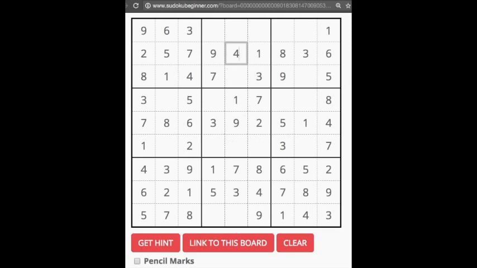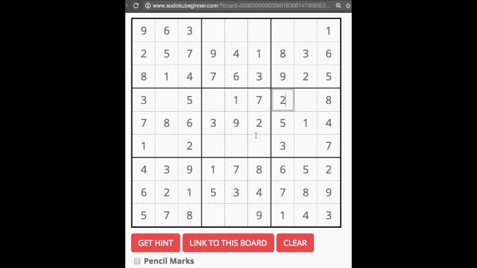Alright, so this row is missing 2 numbers. It's missing a 2 and it's missing a 6. This can't be the 6. This one has to be the 6. There's our 2. This 2 blocks out these 2. There's a 2. 4, we don't know that yet. Here we have 1, 2, 3, 4, 7, 8, 9.